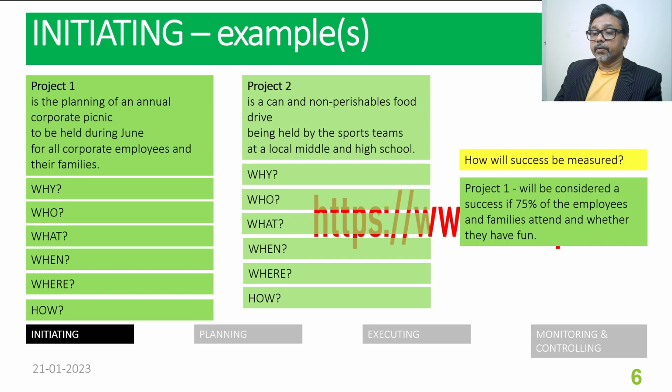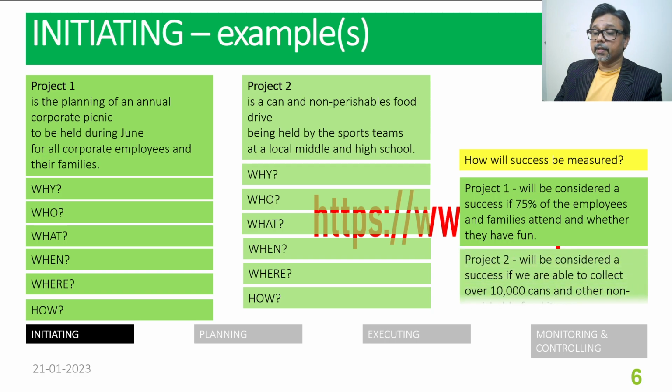And where, and how is it conducted? Place boxes outside of local stores and at the middle and high school so that people can donate. And how will this project be considered a success? We can consider the project a success if the team is able to collect over 10,000 cans and other non-perishable food items.